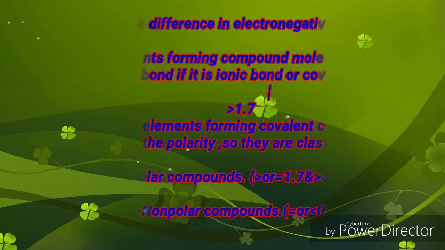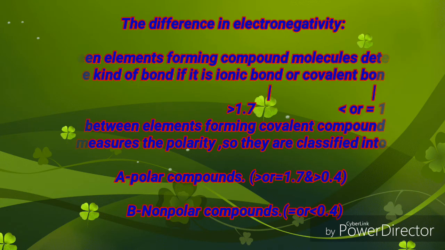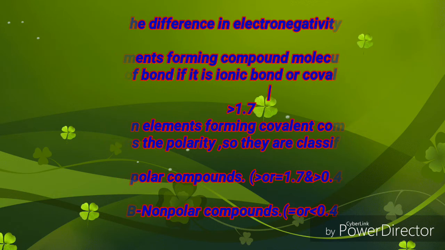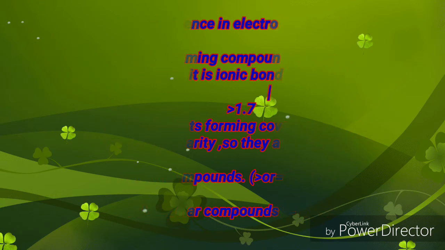Polar compounds are covalent compounds in which the difference in electronegativity between their elements is relatively high, equal to or less than 1.7 and greater than 0.4. But in non-polar compounds, it is equal to or less than 0.4 but greater than 0.